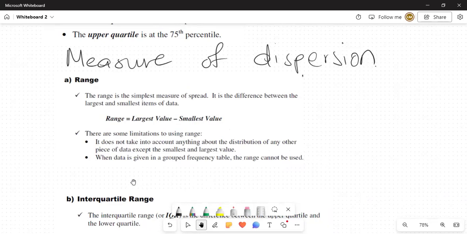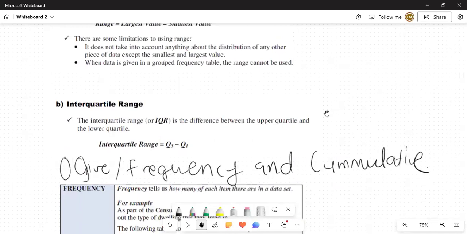The next one is that when the data is given in a grouped frequency table, the range cannot be found, unfortunately. The next one we have is the interquartile range. This is the difference between the upper quartile and the lower quartile.